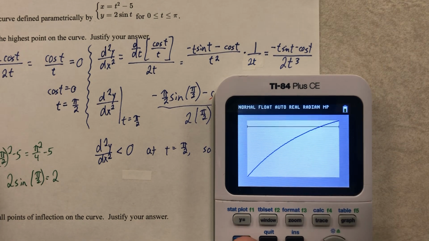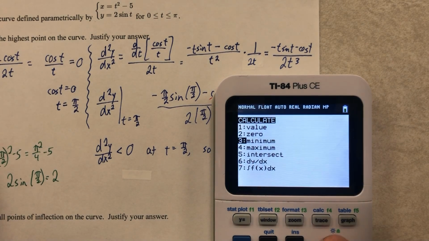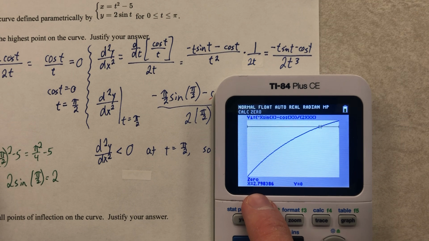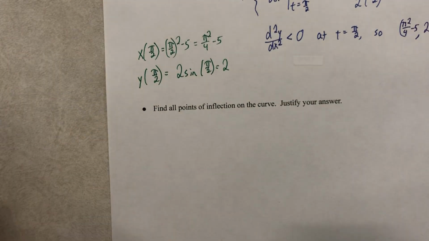Okay, let's find that point. Second calc, 0, left bound, looks good. Go to the right. Get there slowly. Looks good. Enter. That's it. 2.798. Fantastic. Found it. Let's write it down.